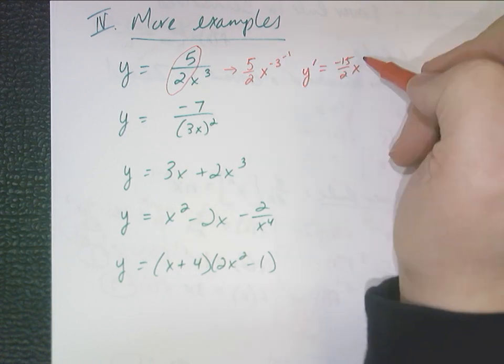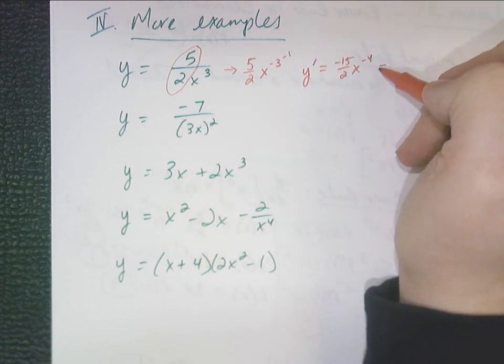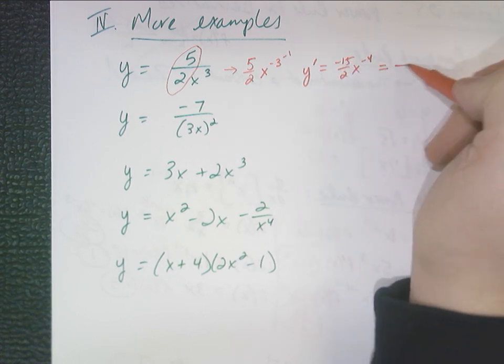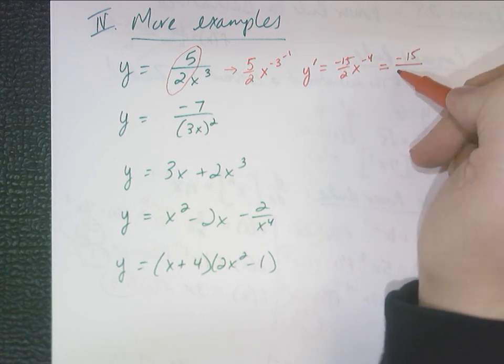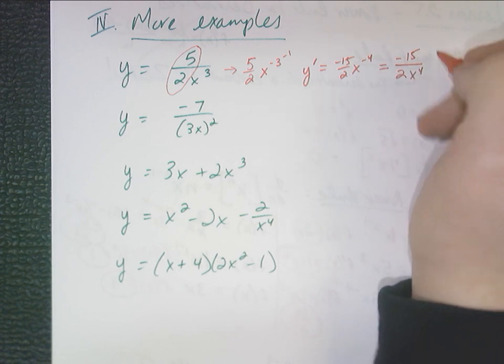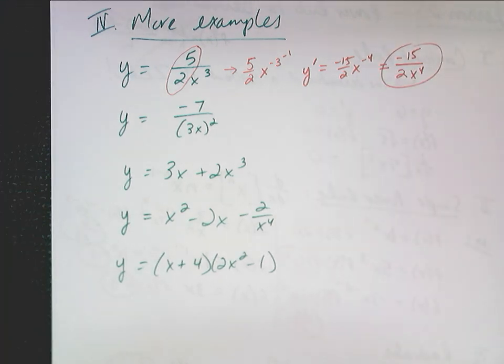Take away 1. -4. Now just rewrite it with a positive exponent. Don't change the -15. Leave him up there. Leave 2 here. Where does x to the -4 now go? 2x to the 4th. Done. You just found it. A number, a letter, an exponent. That's all you have to do, and you can do the power rule.